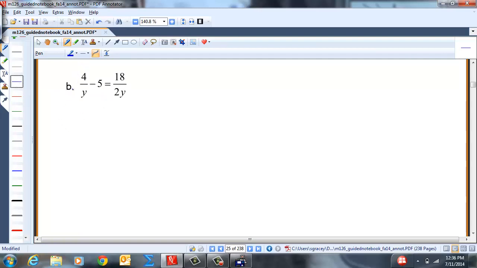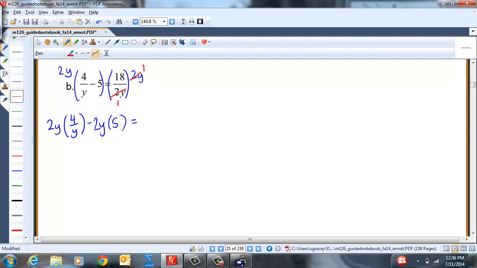So I want to clear out the fractions when I am solving this. So if I multiply both sides by 2y, I can clear those out. But be careful, because you're going to be distributing the 2y throughout. And on the right side, we can go ahead and divide out this 2y, and we'll get 18. So on the left side, this y divides out, but we still have the 2 multiplying to the 4. And then we'll have, whoops, minus 10y is equal to 18.